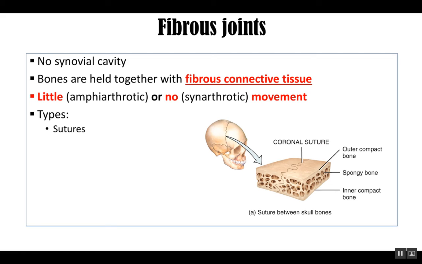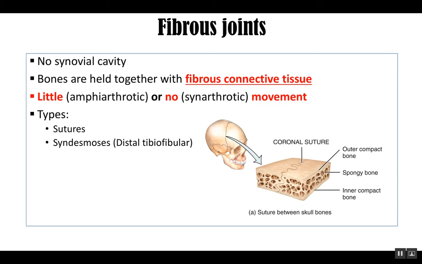The types of fibrous joints include sutures, which we've heard of before. A suture is typically found between bones of the skull. And you'll notice here we should see a little picture showing the coronal suture in the skull. But we know that there is also a sagittal suture, a squamous suture, and a lambdoid suture. There are other sutures, but those are the major four.